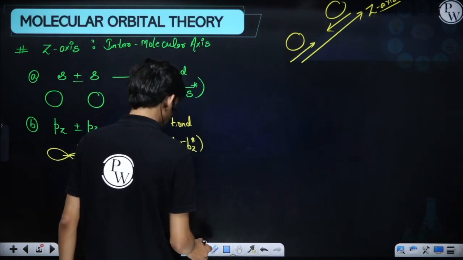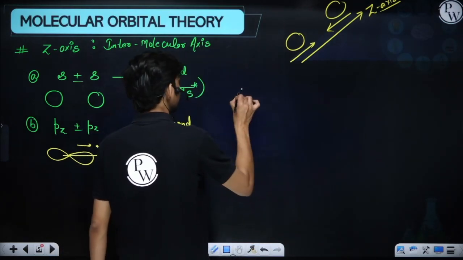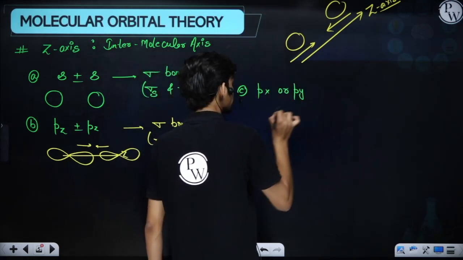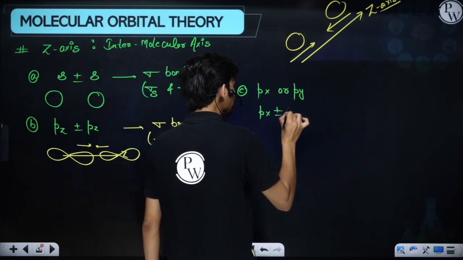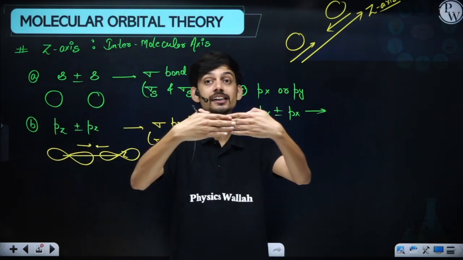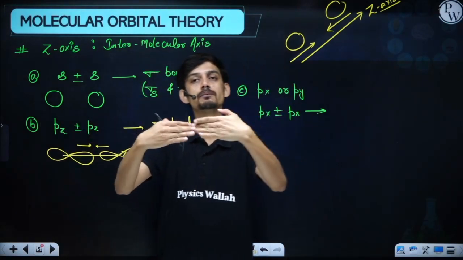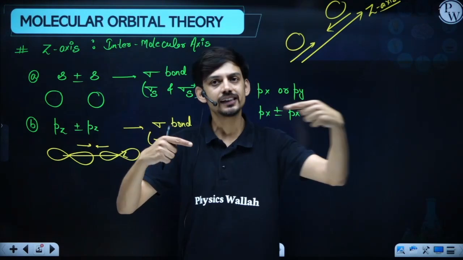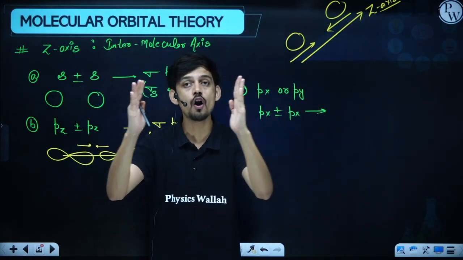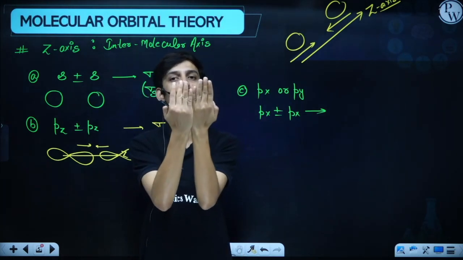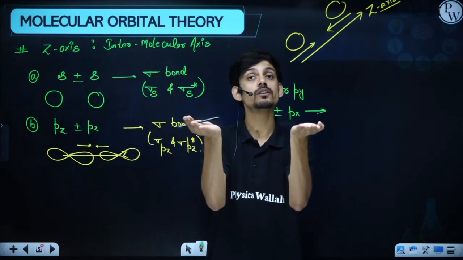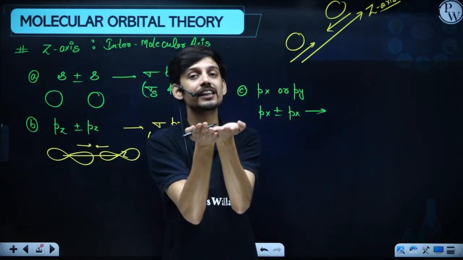Another orbital that we have is px or py. Both are going to give you the same result. So suppose px combines with px. Now molecules are coming along the z axis, and px orbital will be perpendicular to z axis. Let's assume this is the direction of combination and this is px. So when molecules are coming along the z axis, the px orbitals are going to combine sidewise. Similarly, py will be perpendicular to z axis as well. They are also going to combine sidewise.